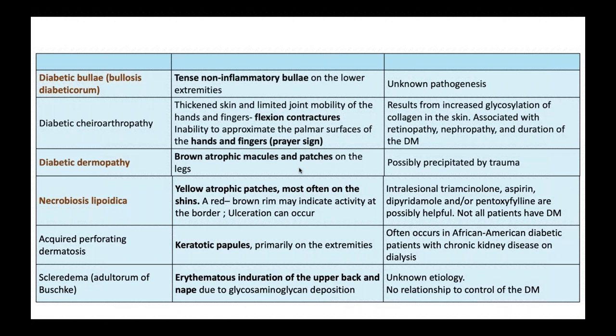Next is diabetic dermopathy, which presents as brown atrophic macules and patches on the legs. Necrobiosis lipoidica presents with yellow atrophic patches, and this can have a reddish-brown rim, which indicates the disease activity. Acquired perforating dermatosis presents as keratotic papules, mainly on the extremities, and scleredema presents as erythematous induration of the upper back.